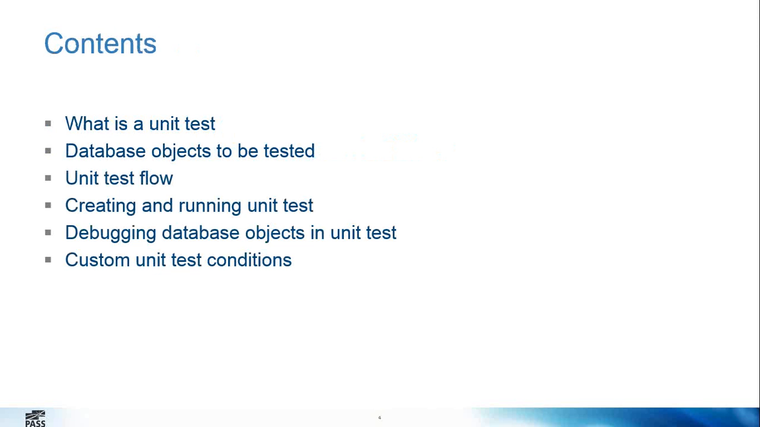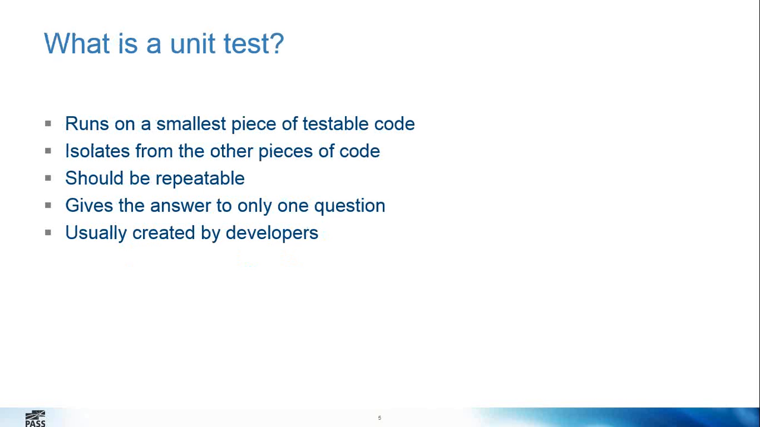Today, we will look at the major steps in database unit testing with SSDT: creating and running unit tests, debugging the T-SQL code, and making some customization. The primary goal of unit testing is to take the smallest piece of testable code. In our case, it could be Transact-SQL code in stored procedures or functions. Isolate this piece of code from the remaining code and determine whether it behaves exactly as you expect.